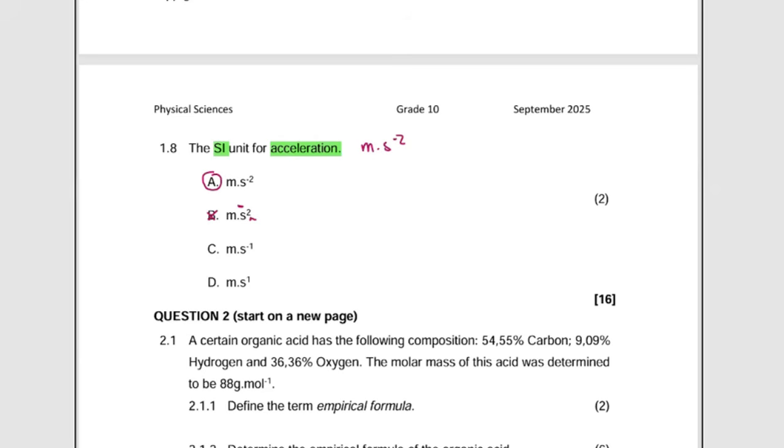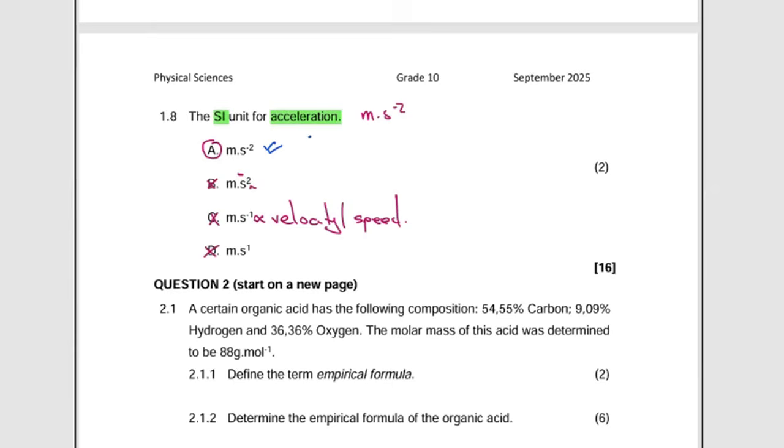Then option C here is meters per second, which can refer to velocity or speed, right? And then the last one there is meters second, right? So like that is not per second. It means there is no rate there, or there is no division by time there. So also this one is incorrect. So our correct option there is going to be option A, like that, which is meters per square second. Always take note of that unit of measurement.